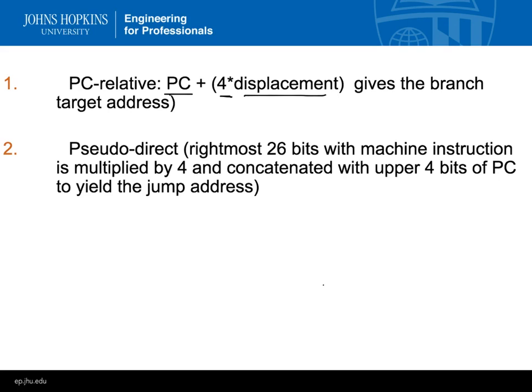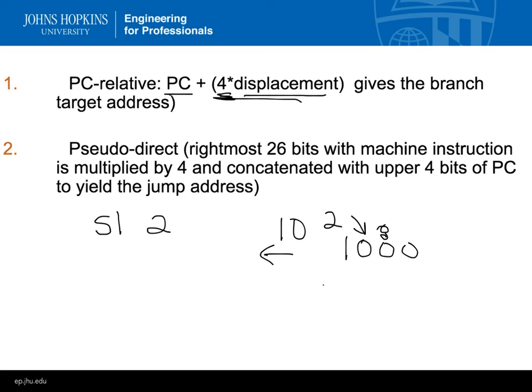Multiplying something by 4 is the same as shifting left 2. So we take a value, so here's a value 2. If we shift it to the left 2, it becomes this. So now it becomes 8. So if we shift something left 2, we're multiplying it by 4, and we're going to see that in our data path.